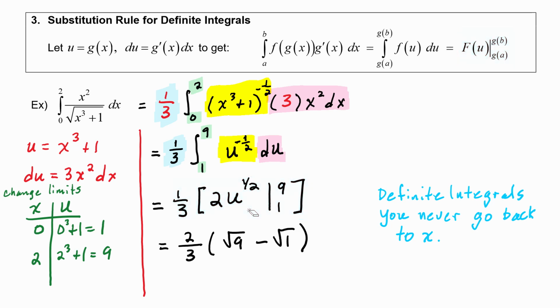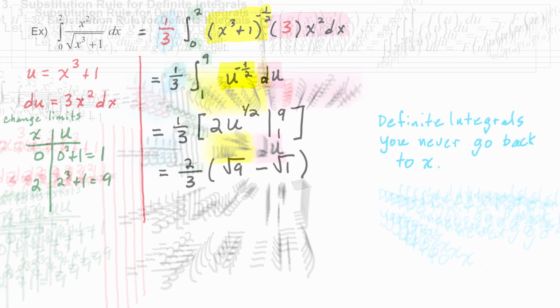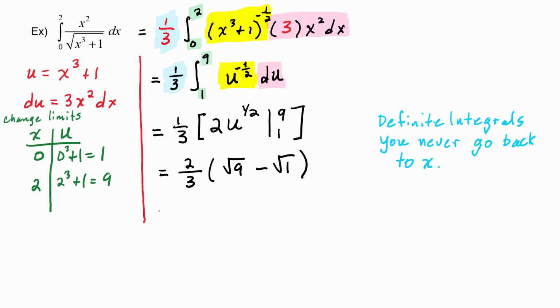So now we can continue to simplify here. Let's bring down our equal sign and the 2/3. And the square root of 9 is 3. And we have to subtract the square root of 1, which is 1. We know inside here, 3 minus 1 is 2. 2 times 2/3 is equal to 4/3.